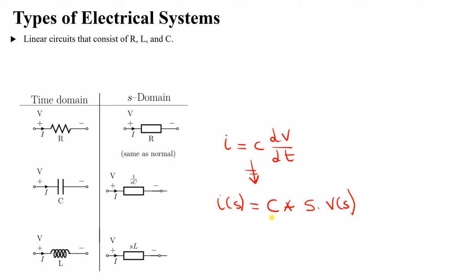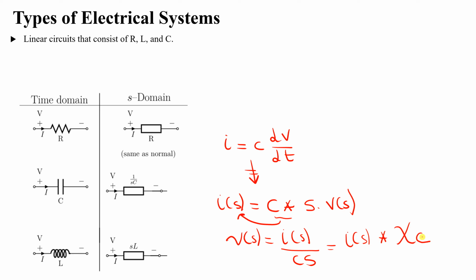So you'll find that V of S will be I of S, and taking C S to the other side, it will be I divided by CS. Now this is equivalent to I multiplied by XC, which is the reactance of our system. So XC is 1 over SC, which is the equivalent impedance or reactance of this capacitance.